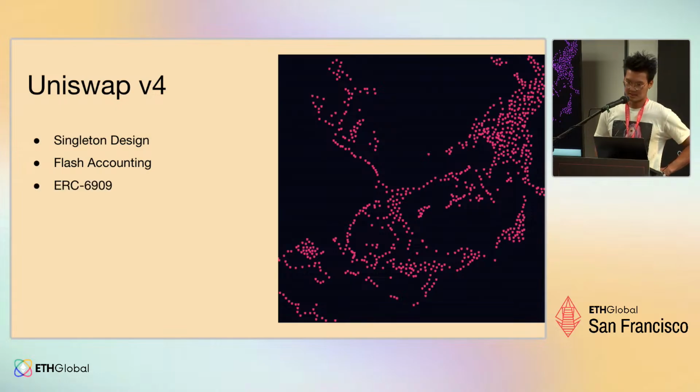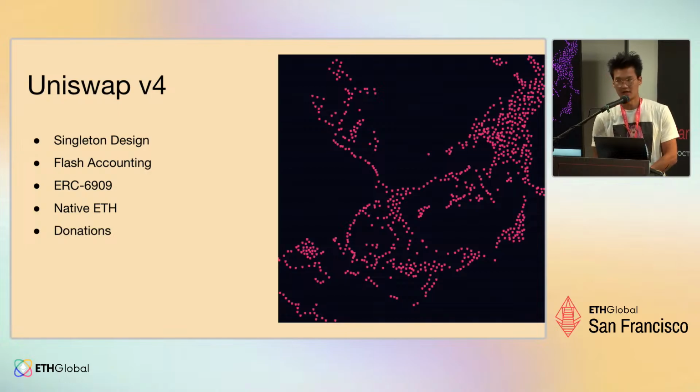There's something called ERC 6909, where instead of trading with ERC 20s, you could wrap them as 6909s, which are a little bit more gas efficient for high frequency traders or MEV bots. There's support for native ETH as well. So in v2 and v3, you had to wrap your Ether, but in v4, you can just trade using native Ether, so that's a really nice UX benefit.